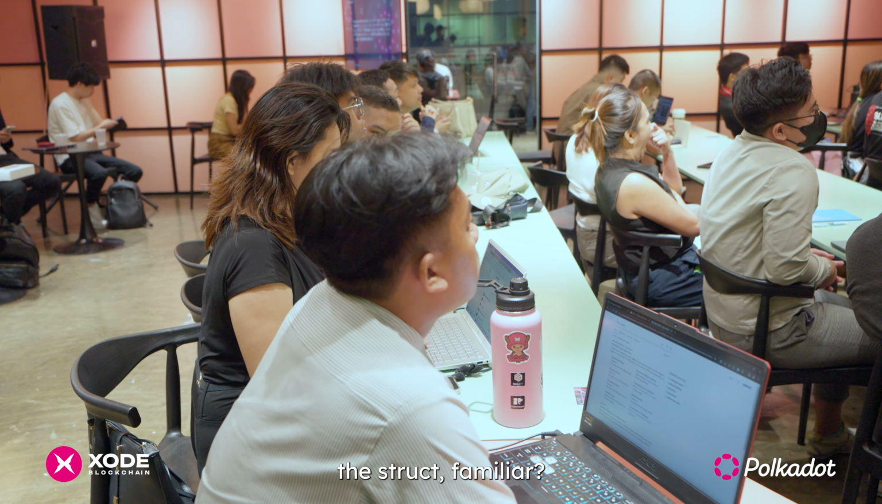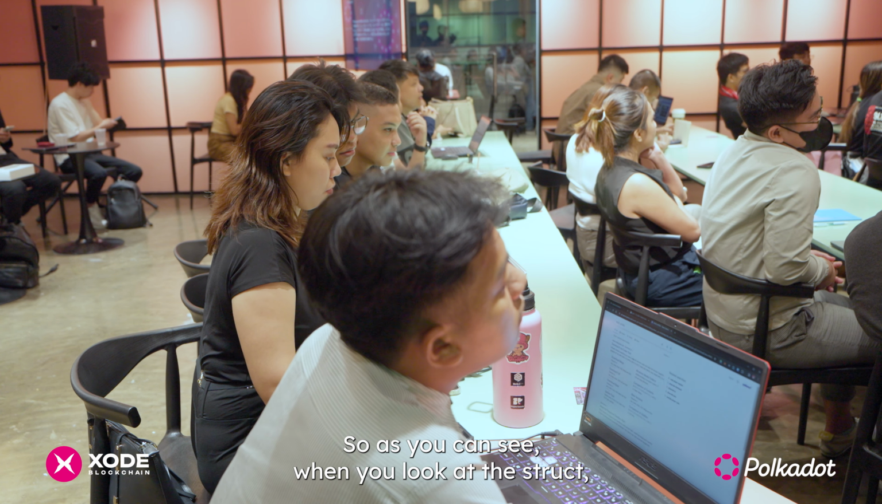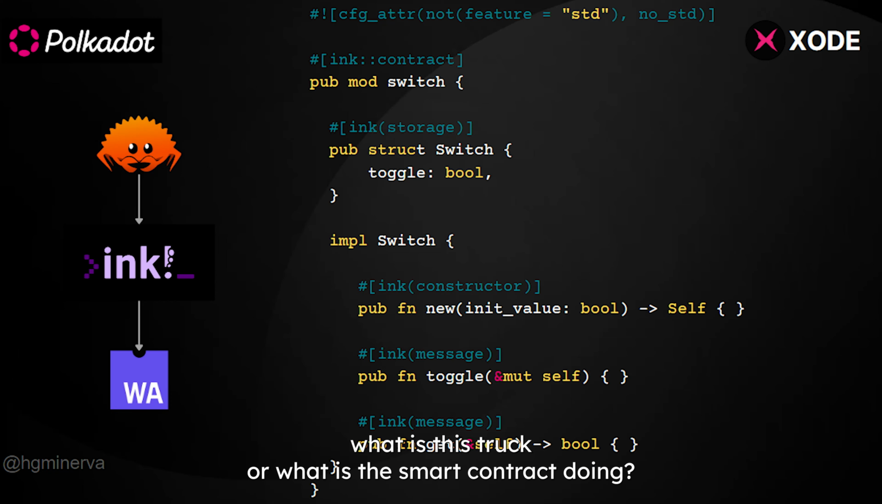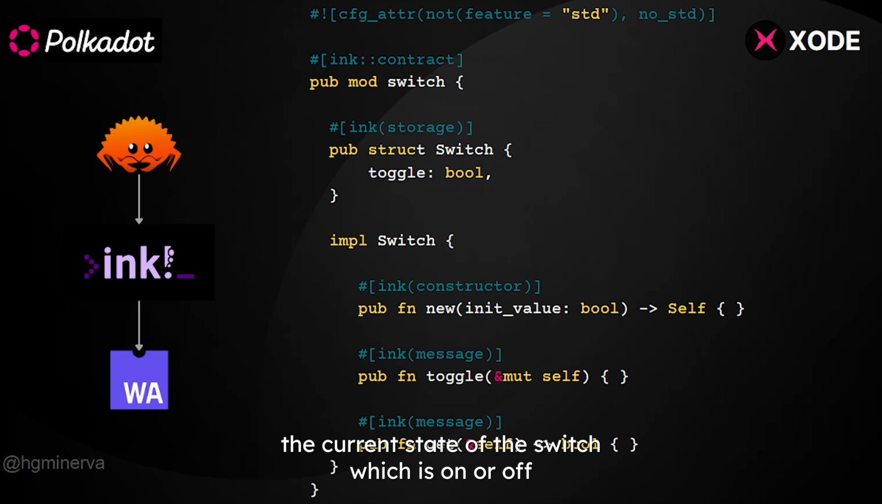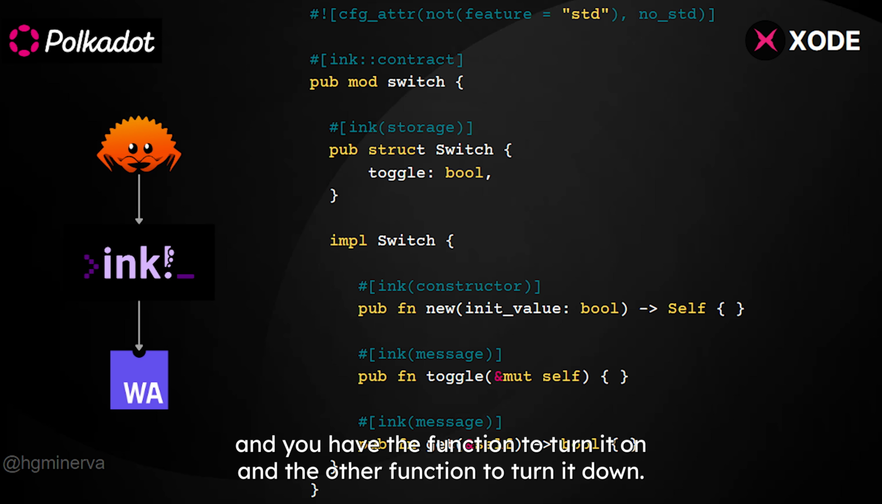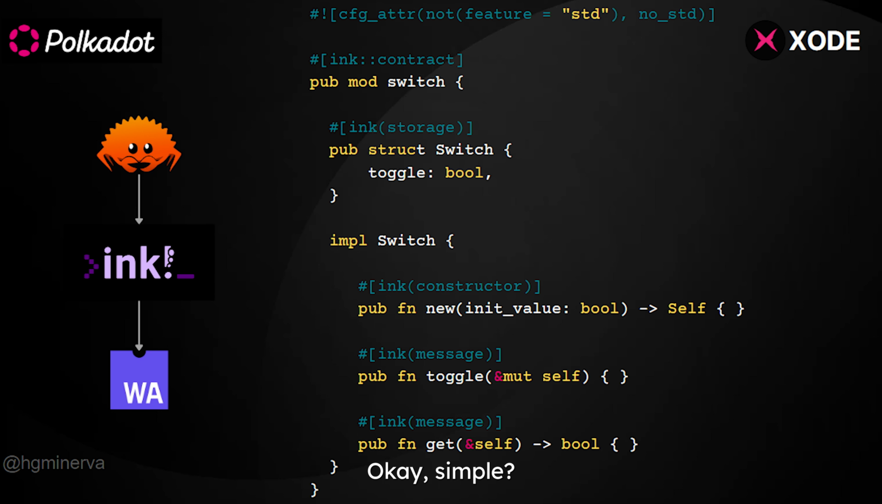Familiar? Okay, right? So as you can see, when you look at the struct, what is the smart contract doing? It is just a switch, right? So it is just a switch. In the switch, you have the current state of the switch, which is on or off, and you have the function to turn it on, and you have the function to turn it off. Okay? Simple? Okay.